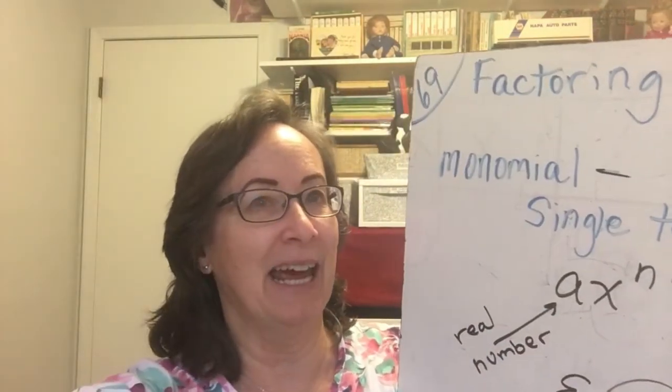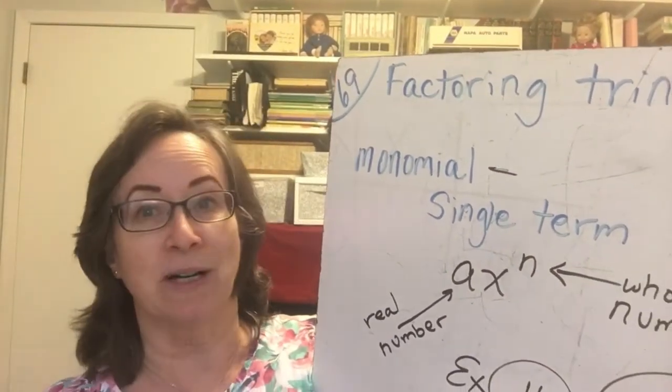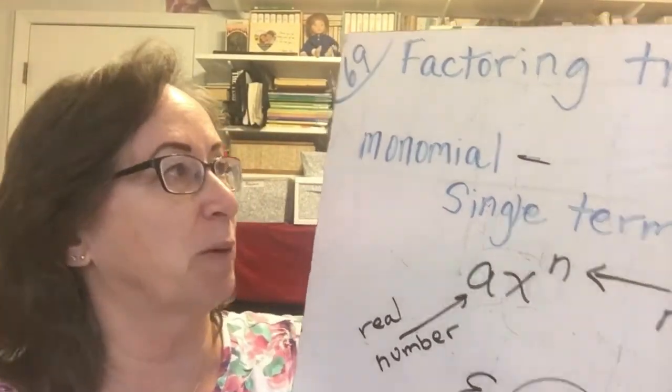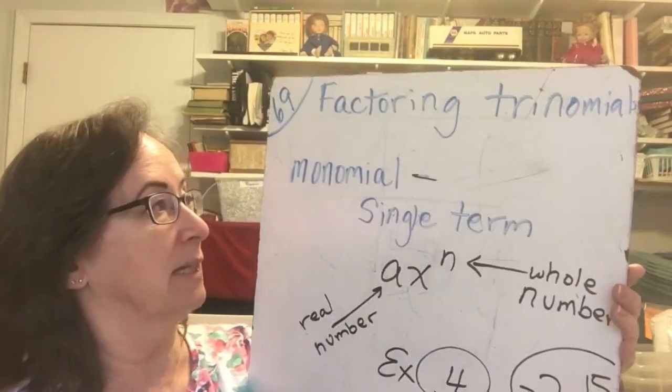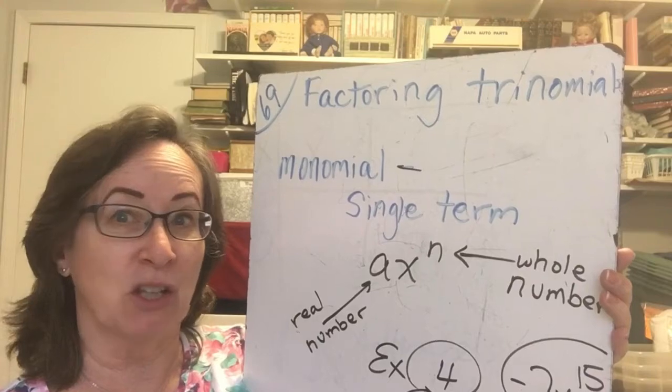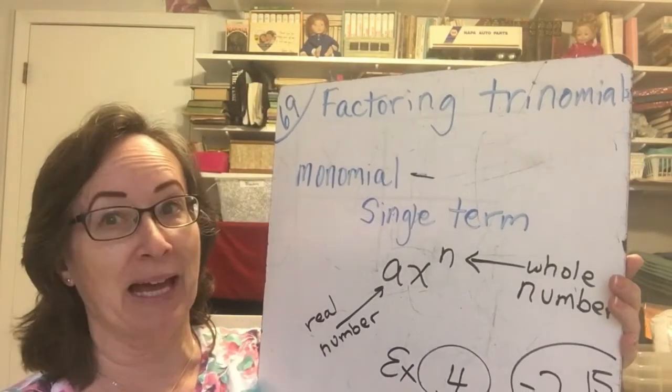And today we are on Lesson 69 of your Saxon Orange Book, Algebra 1, and we are factoring trinomials. To start learning what a trinomial is and how to factor it, let's go back and review.